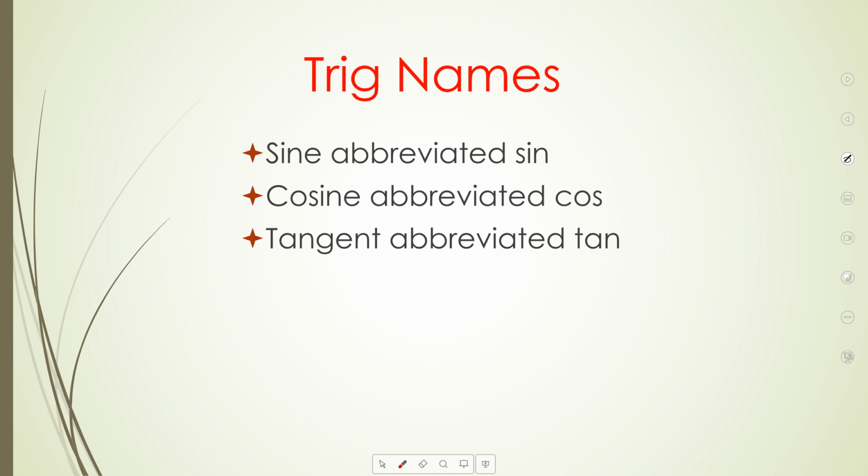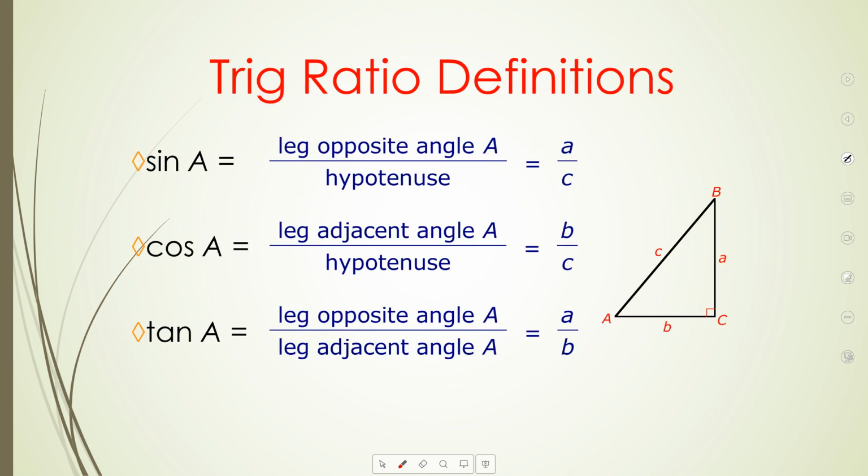Please do not call them sin, cos, and tan. Sine, cosine, and tangent. There's actually six of them. We're only going to deal with three of them in this class. You'll get to all six next year. Something to look forward to. Okay? Any problems? Beautiful. All right, so what are they?